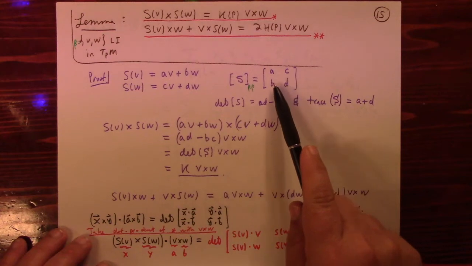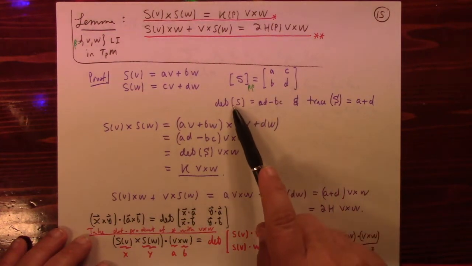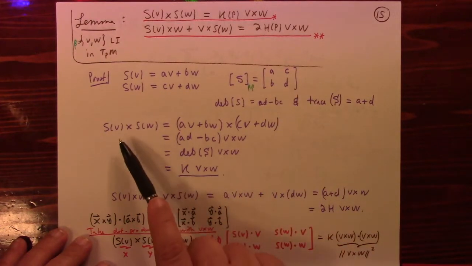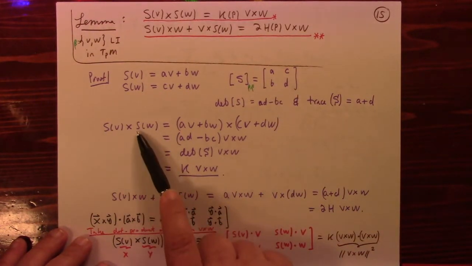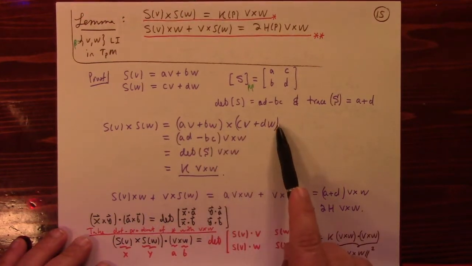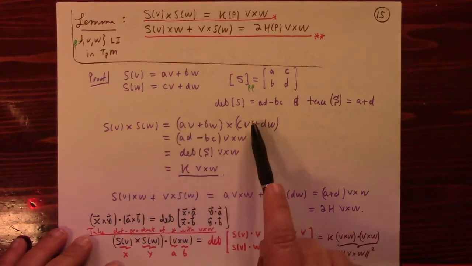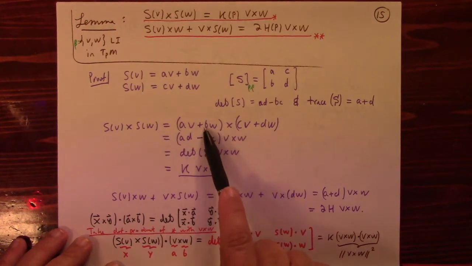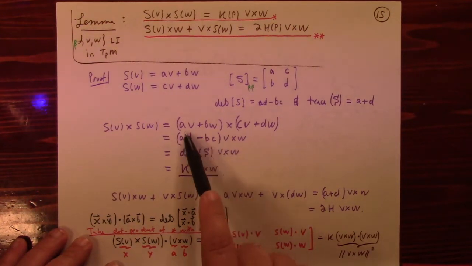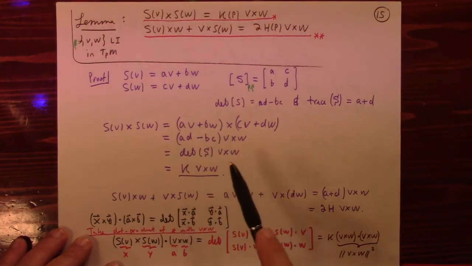Anyway, so there's the matrix, and that makes the determinant AD minus BC, and that makes the trace A plus D. Notice that when we take the cross product of S of V and S of W, we get this cross that. Of course, V cross V is 0, W cross W is 0. That just leaves us with AD, V cross W plus BC, W cross V. But to anti-commute them, I get a minus here, but that's the determinant, so there's star.